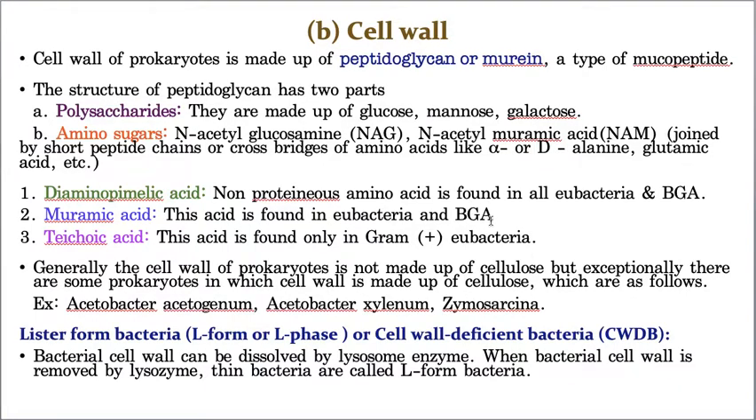Whereas teichoic acid, a very important acid, you have to remember this question. This teichoic acid is present only in gram positive eubacteria. Again, eubacteria is divided into gram positive and gram negative.